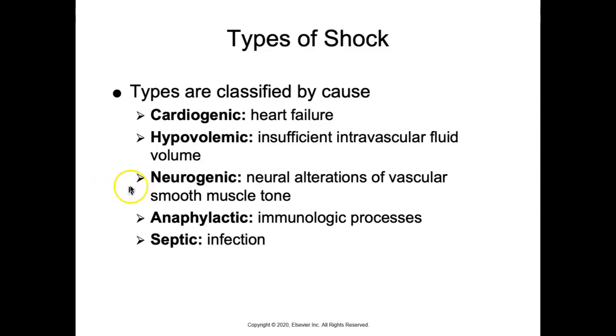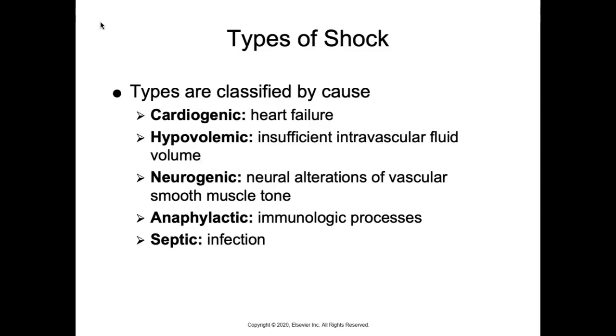Next, we have neurogenic shock, and this is when we have neural alterations of vascular smooth muscle tone. And this takes place when we have massive vasodilation due to an imbalance between our parasympathetic and sympathetic stimulation of our smooth muscles. We of course have anaphylactic shock as well, which we've already talked a little bit about, and this is going to involve our immunological processes due to a widespread hypersensitivity.